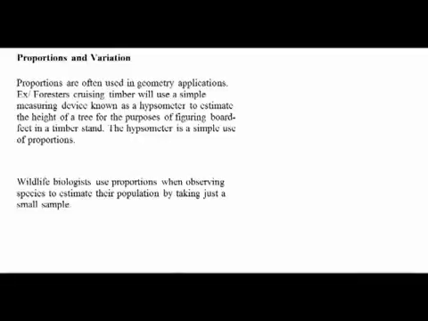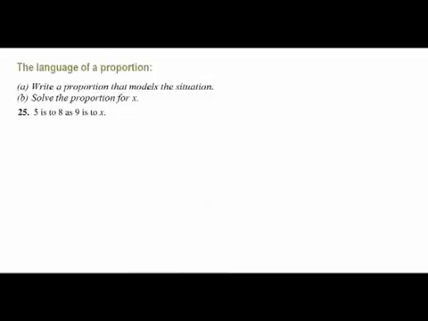Wildlife biologists use proportions when observing species so they can estimate populations of those species. This way they just have to take a small sample and they can figure out the larger population by an estimate. The language of a proportion looks something like this: 5 is to 8 as 9 is to x. Here we'll write a proportion that models this situation.